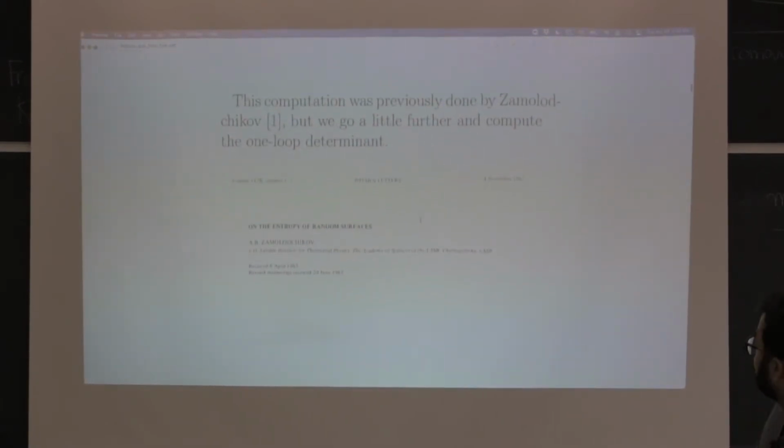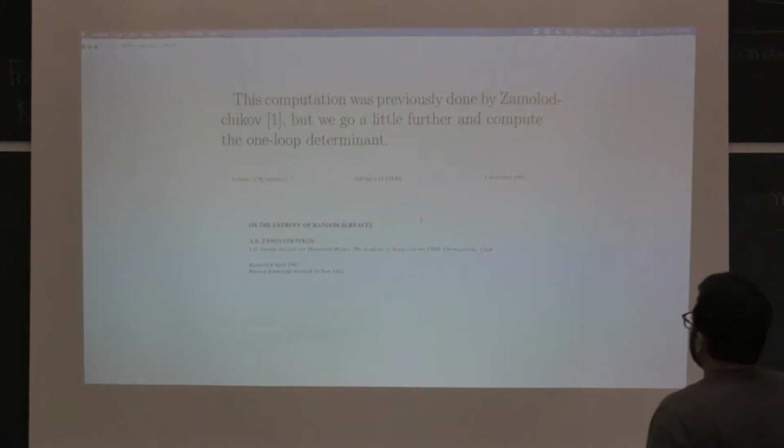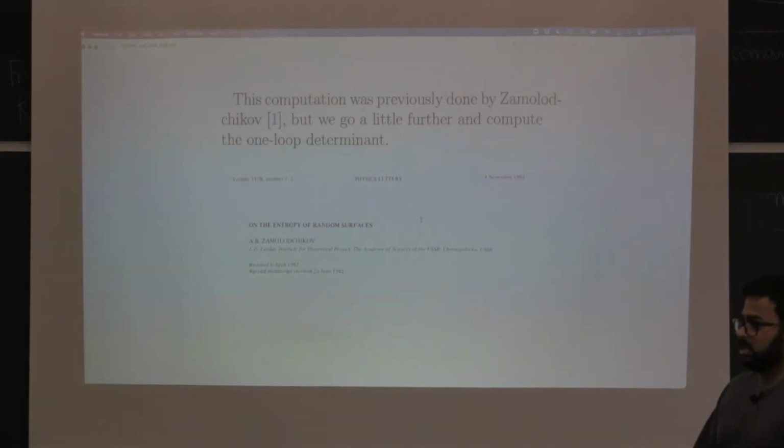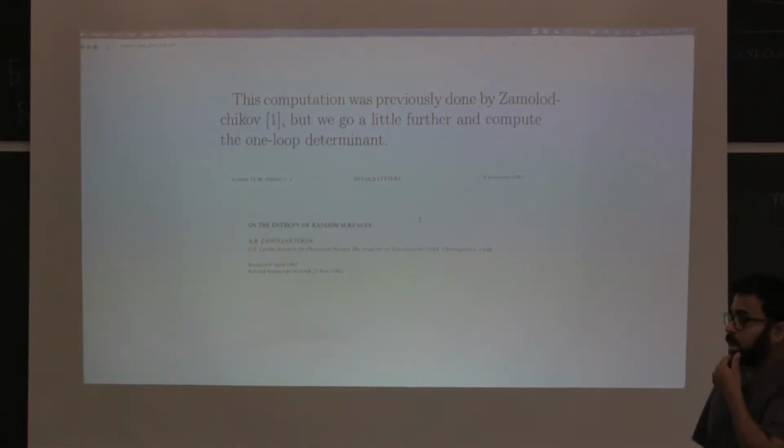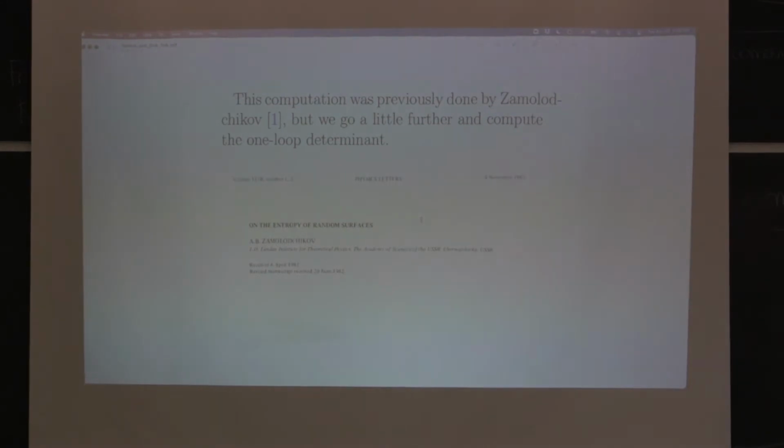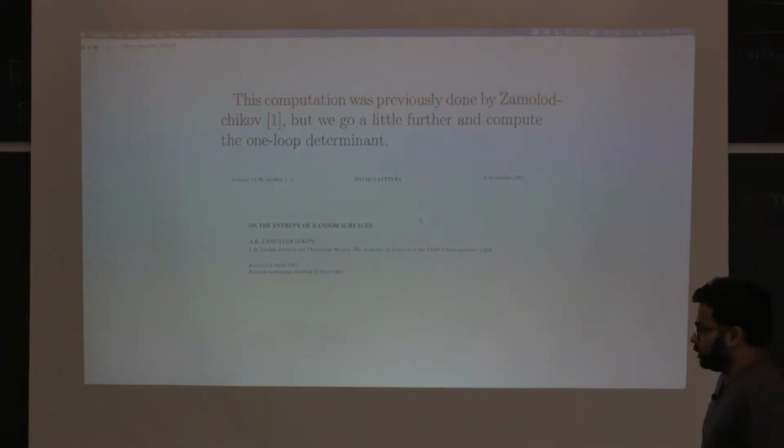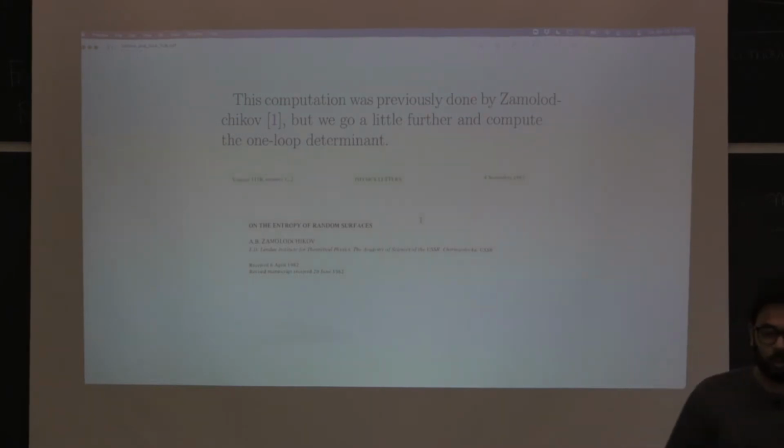Okay, so here is a paper from 1982 that already had the basic idea of how to do this calculation. It was by Sasha Zamolodchikov. It's called On the Entropy of Random Surfaces, shortly after Polyakov's paper on this kind of setup. But we go a little further and compute the one-loop determinant, and are very careful about order 1 factors.